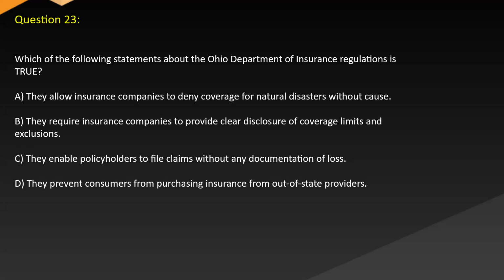Question 23. Which of the following statements about the Ohio Department of Insurance regulations is true? A. They allow insurance companies to deny coverage for natural disasters without cause. B. They require insurance companies to provide clear disclosure of coverage limits and exclusions. C. They enable policyholders to file claims without any documentation of loss. D. They prevent consumers from purchasing insurance from out-of-state providers.